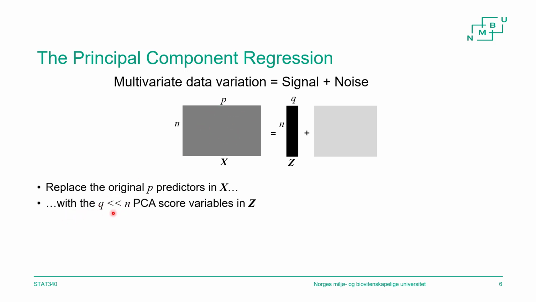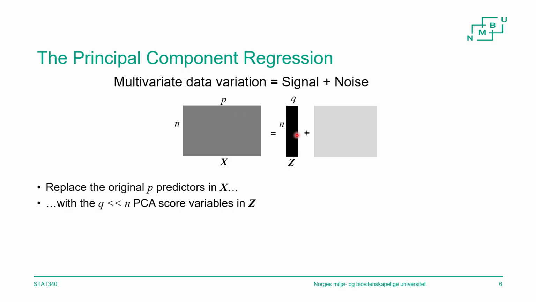Replace them with a much smaller value Q of principal component score variables. Here, use these as predictors instead of this, because remember that these capture most of the variation here. That's the idea. You lose very little when you replace these ones with this, and whatever you lose is noise, right? So that's good to lose that noise. We don't need noise in our models.